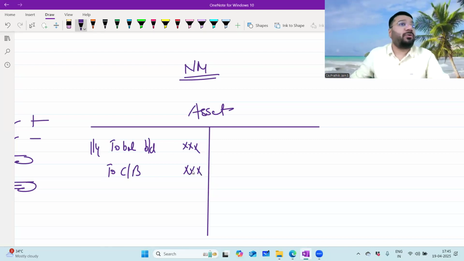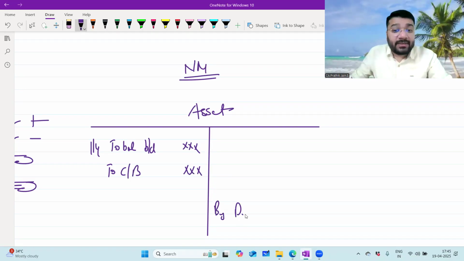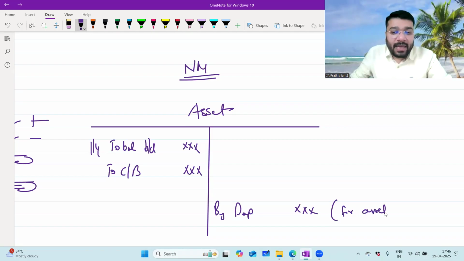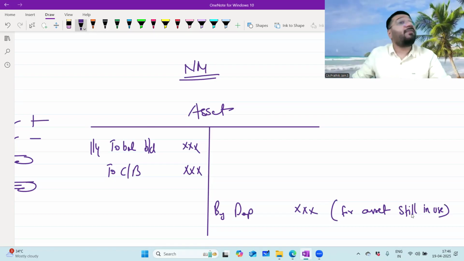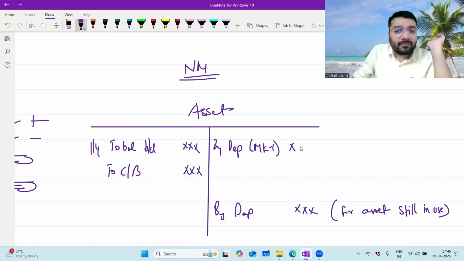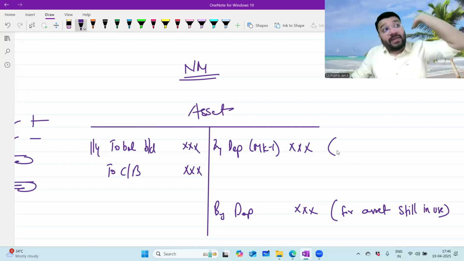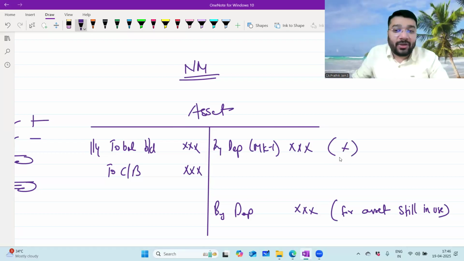If any part of the asset is not sold, its depreciation will come, for the asset still in use. If the asset is sold, 3 monkeys will come. If the asset is sold somewhere in the middle of the year, then from the beginning till the date of sale, depreciation will come. We call this monkey 1. This will come only if the asset is sold in the middle of the year. If the asset is sold in the beginning of the year itself, then the monkey 1 entry will not come. Do you agree with me?